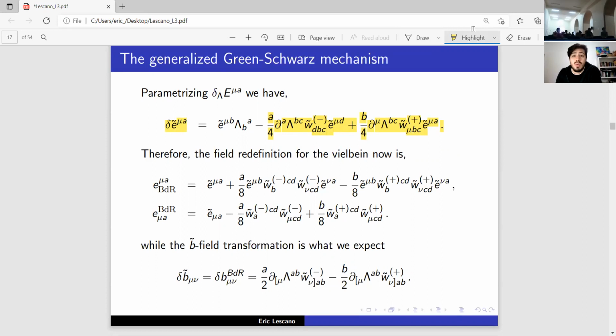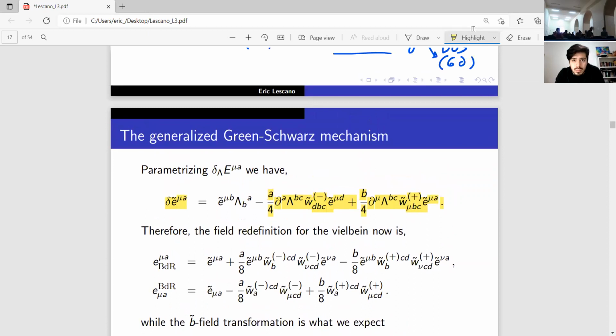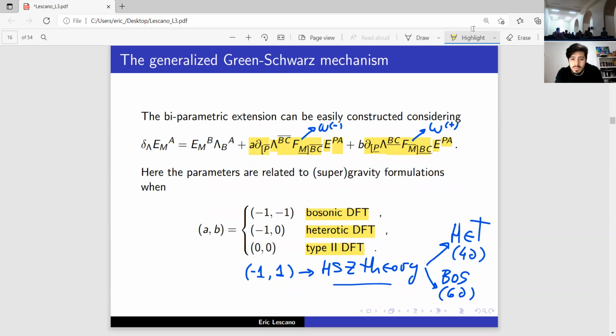Sorry for interrupting you, but it's a question for the last slide, before we go too far. This model, this HSC, is it just a curiosity that you have this relation to heterotic and bosonic DFT? Just for me to understand, is it useful to study this HSC to understand heterotic or bosonic, or is it just a curiosity? Maybe my question is, does it help to understand heterotic and bosonic, or is it just a coincidence that one sees that at all orders?